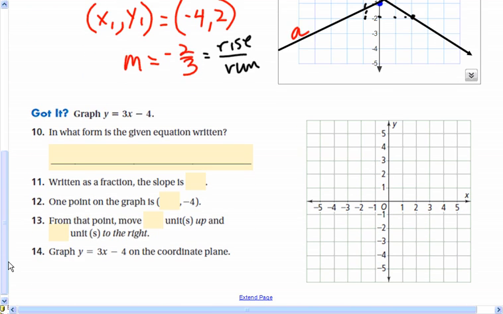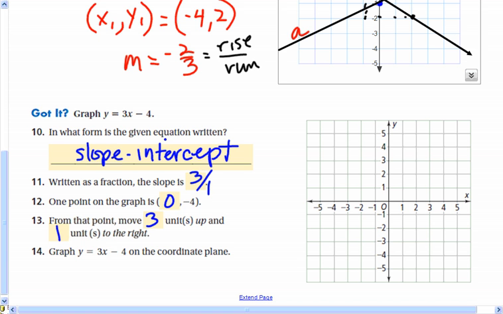All right, so if you want to graph y equals 3x minus 4, the form that this is written in is slope-intercept. Written as a fraction, the slope is 3/1. One point on the graph is (0, -4). That's the y-intercept. From that point, move 3 units up and 1 unit to the right.